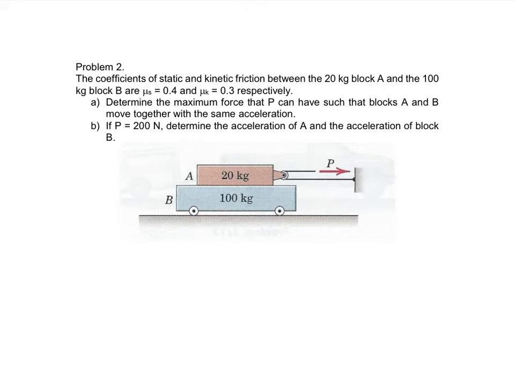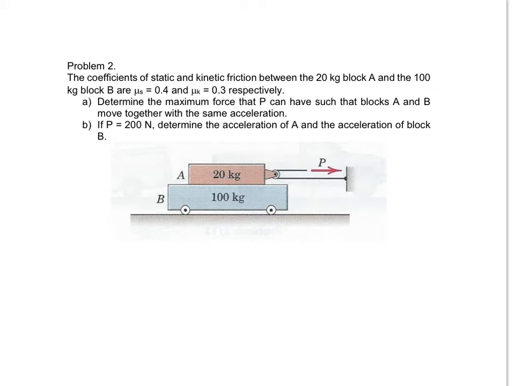Okay, so let's look at this problem right here. It says the coefficients of static and kinetic friction between the 20 kilogram block A and 100 kilogram block B are 0.4 and 0.3 respectively. All right, part A. Determine the maximum force P such that blocks A and B move together with the same acceleration. So if they're moving together, then there's no sliding in between these blocks.